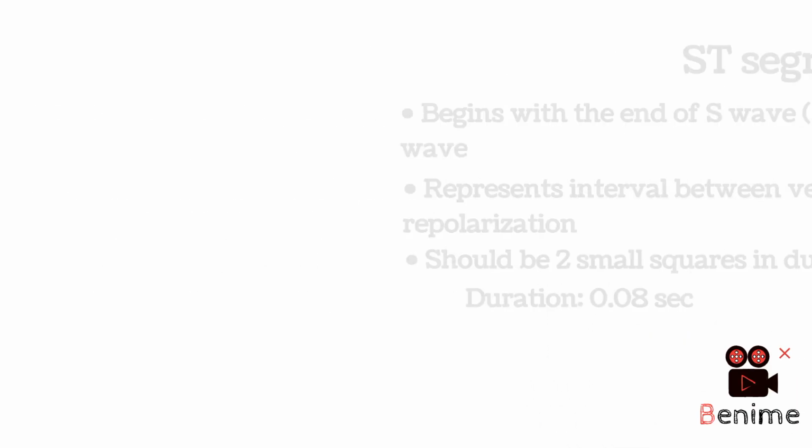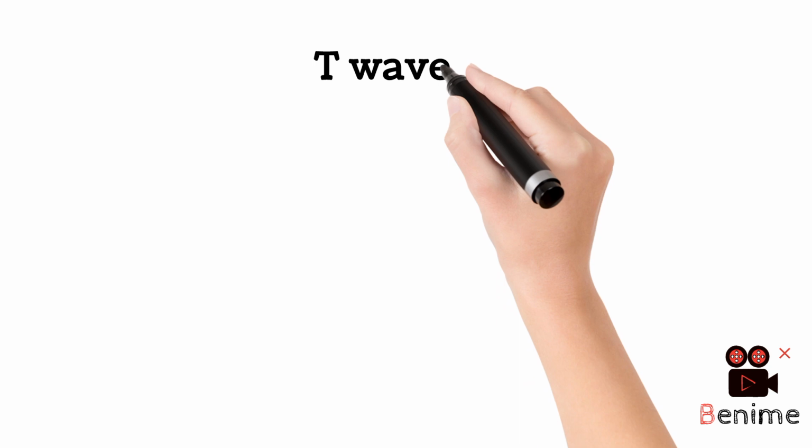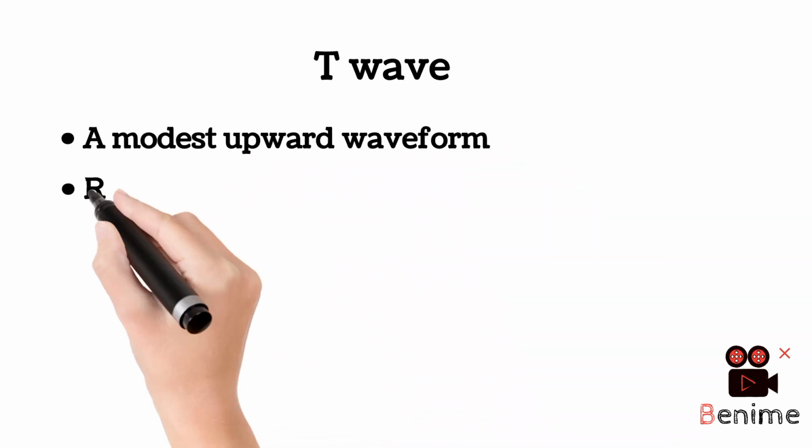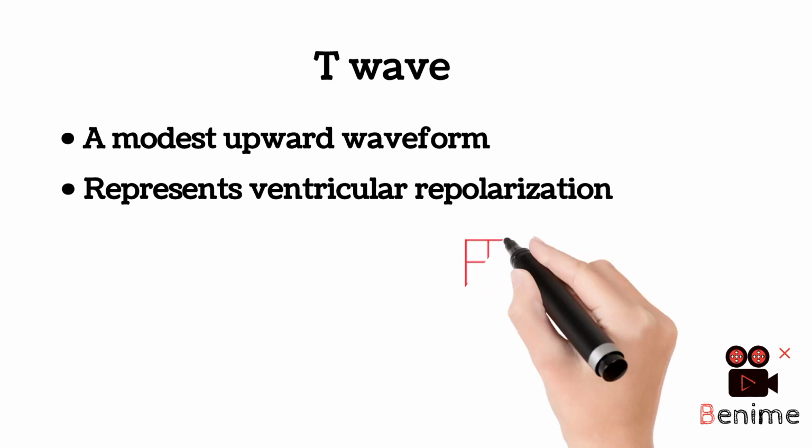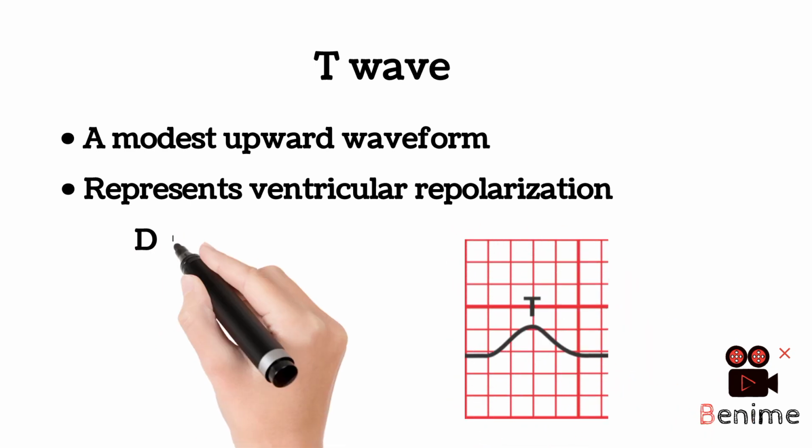Then after the ST segment, the T wave is formed, which is a modest upward waveform. It represents ventricular repolarization, or ventricular relaxation. It is about 0.16 seconds.